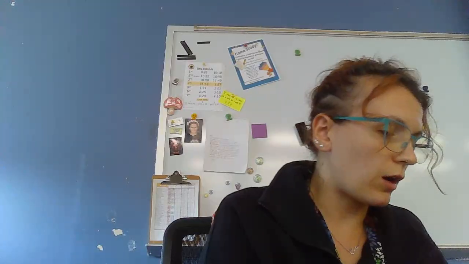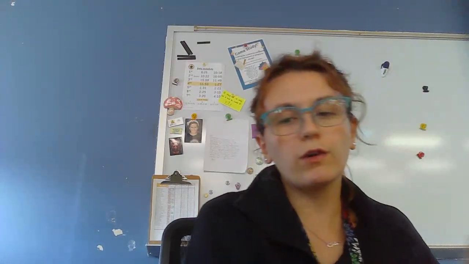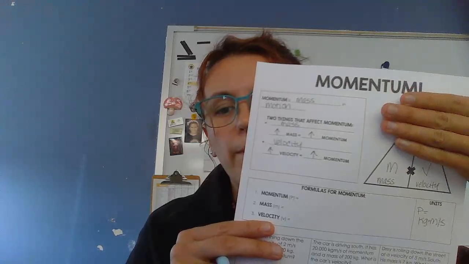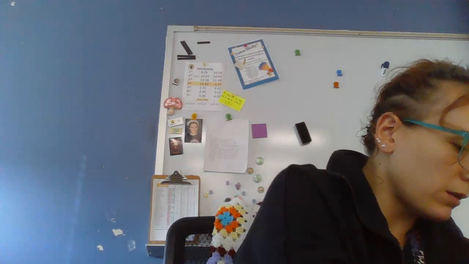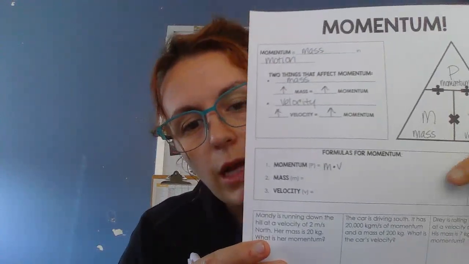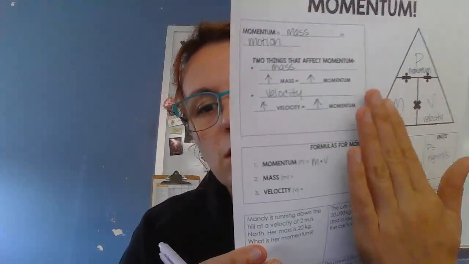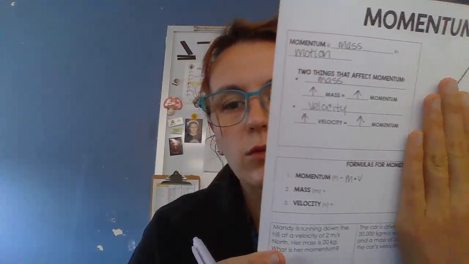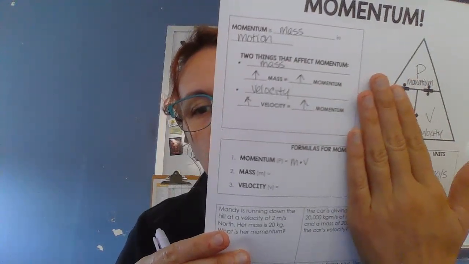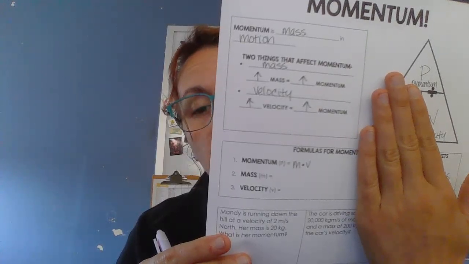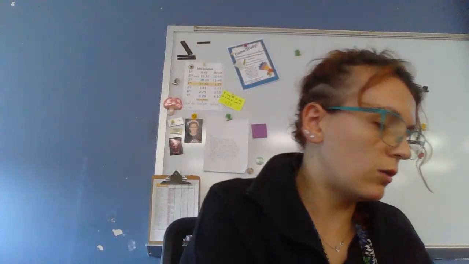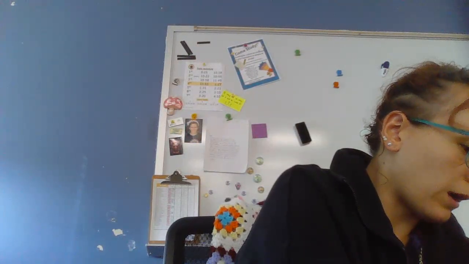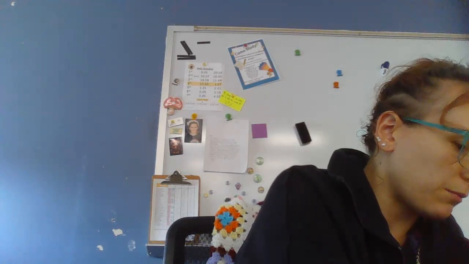So we have our formulas. Momentum: if we cover up momentum, we've got mass times velocity. So our momentum, P equals M times V. Okay? P equals M times V. Now we're going to go down to mass. So we cover up our mass, and we have mass equals momentum divided by velocity. So mass equals momentum P divided by V.